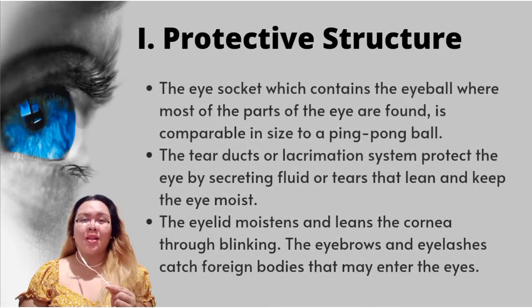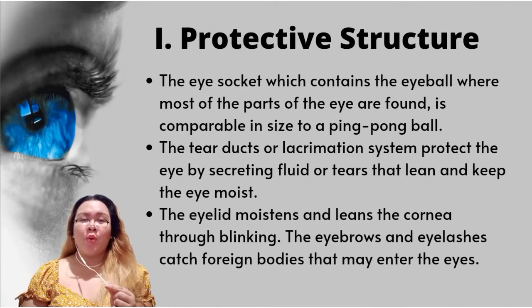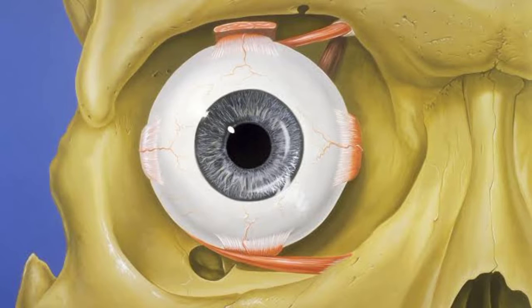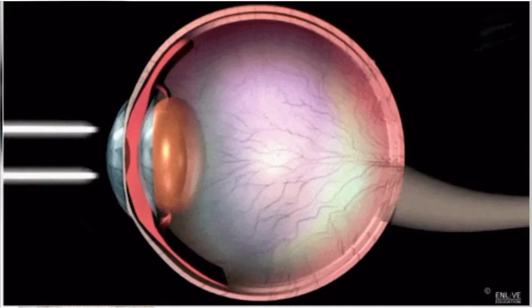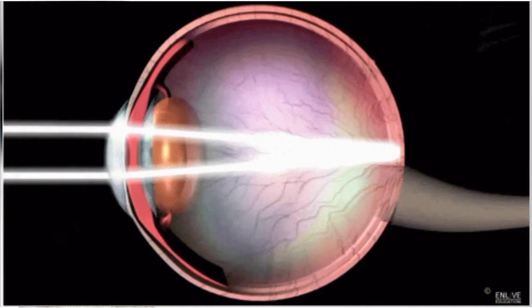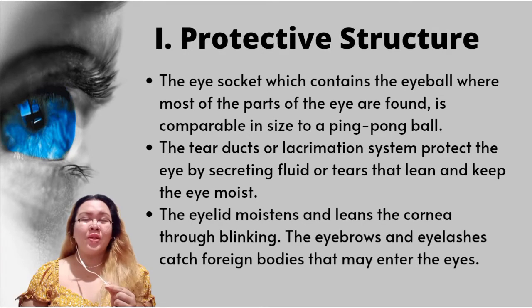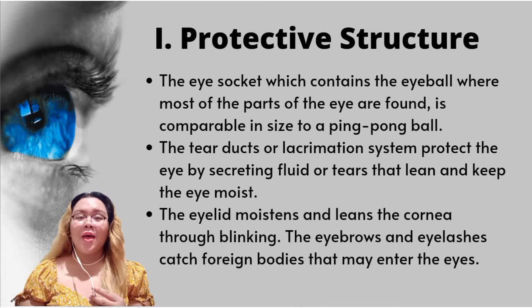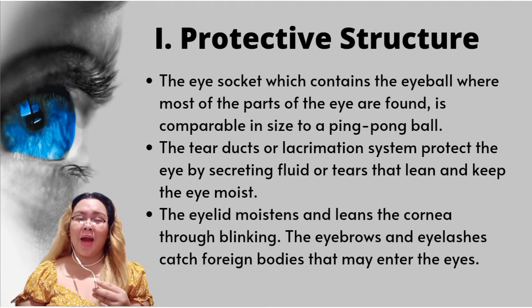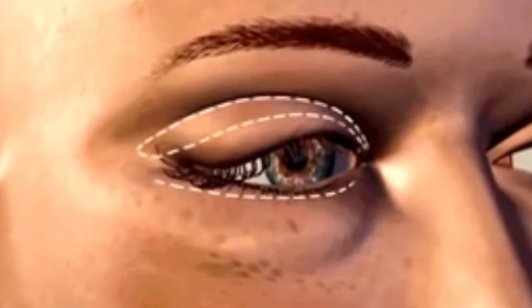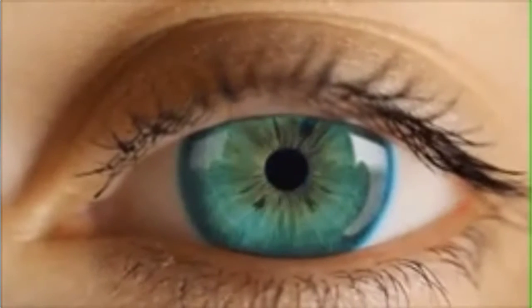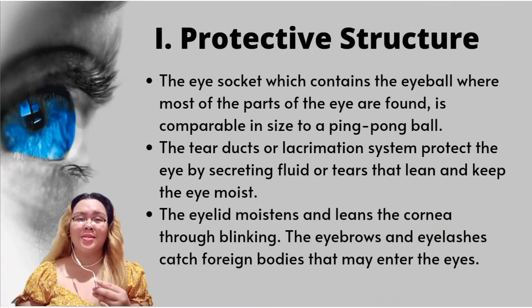The eye socket contains the eyeball, where most of the parts of the eye are found. It is comparable in size to a ping pong ball. It protects the sensitive mechanism for vision from trauma, together with the bones of the cheeks and forehead. The tear ducts or lacrimation system protect the eye by secreting fluid or tears that clean and keep the eye moist. The eyelids moisten and clean the cornea through blinking. The eyebrows and eyelashes catch the foreign bodies that may enter the eyes.